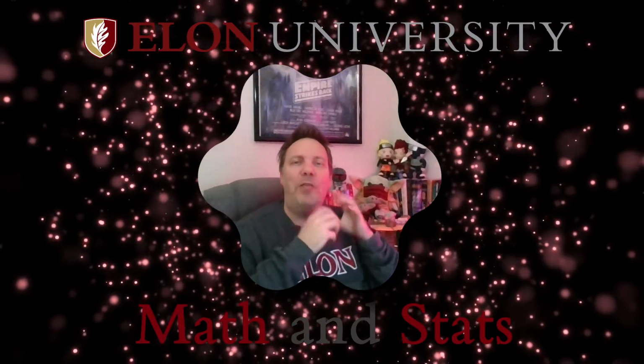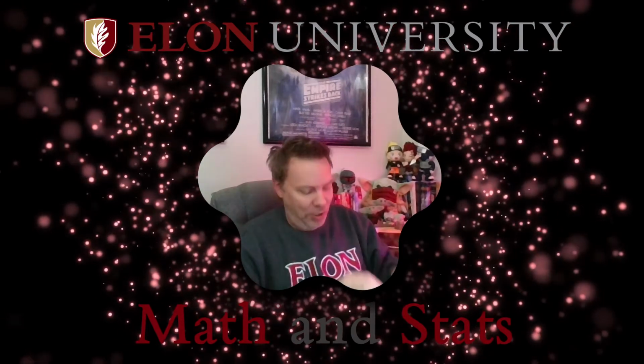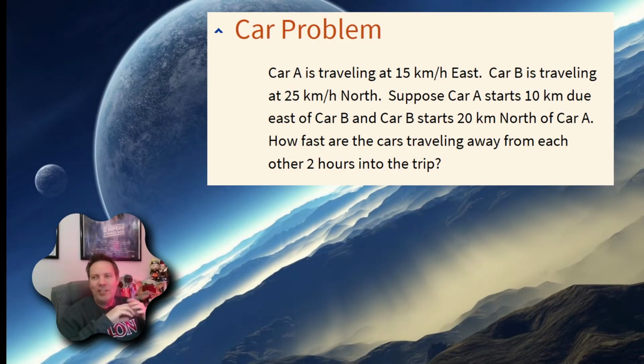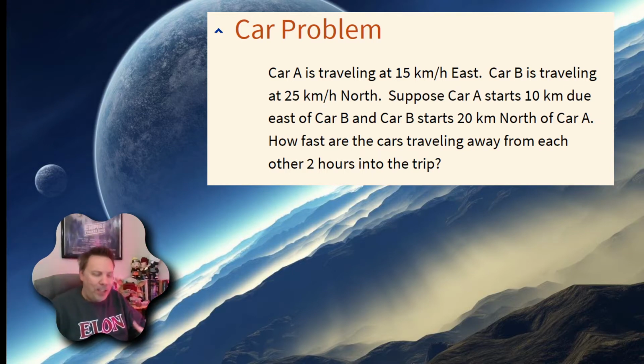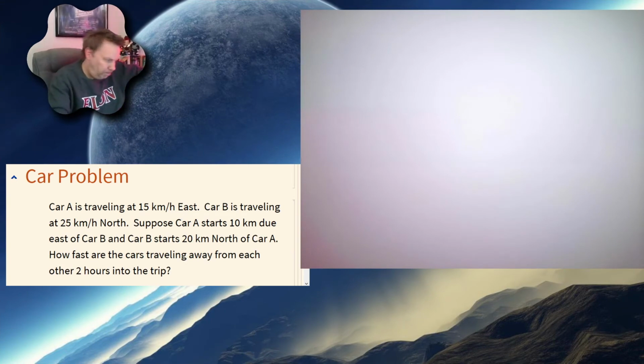In this related rates video, I want to talk about two cars traveling away from each other. One is going to be going east and the other one is going north. So the specifics of the problem: Car A is going to be traveling 15 kilometers an hour east. Car B is going to be traveling at 25 kilometers an hour going north. And they're going to start at different places. So my goal here is to figure out how fast these cars are traveling away from each other 2 hours into the trip. So here's the idea of a picture.